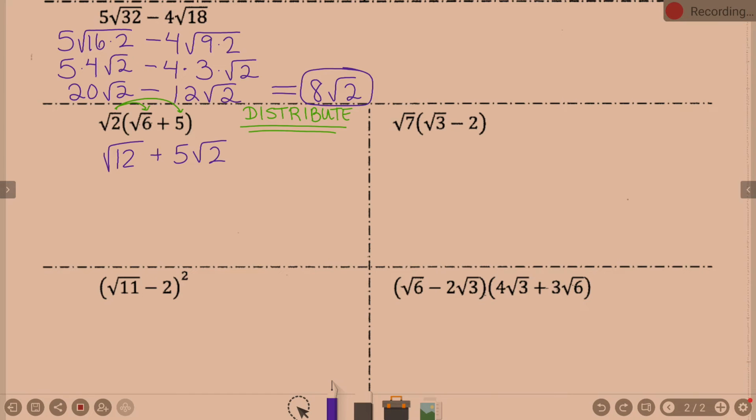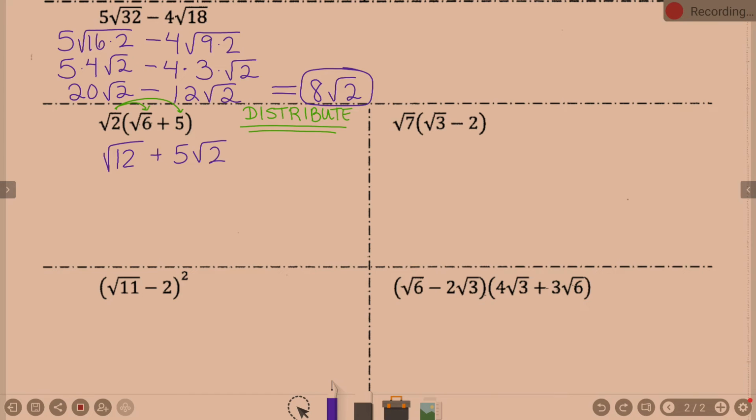The question becomes, can I add these? So the question is, can I add them as is? No, because square root of 12 and square root of 2 are not the same. So then the question becomes, am I done, or can I do some simplifying? And we grab that blue paper, and we look at 12, and we realize 12 divides by 4.